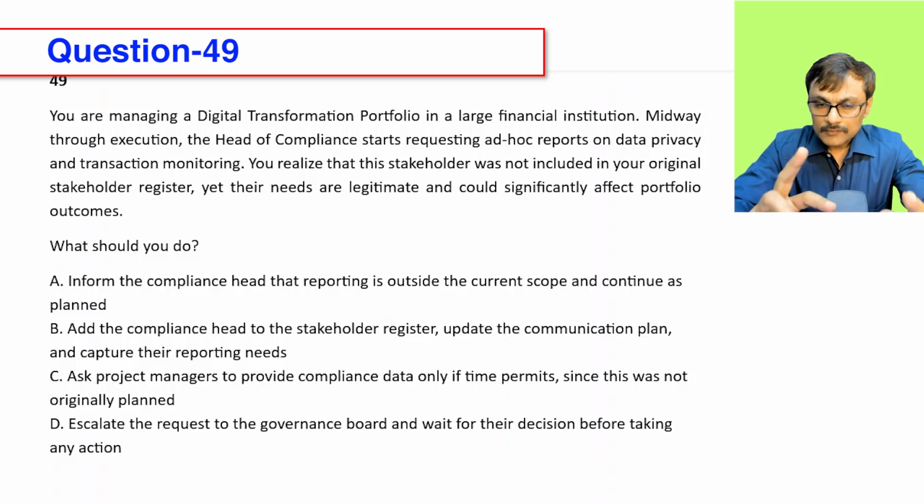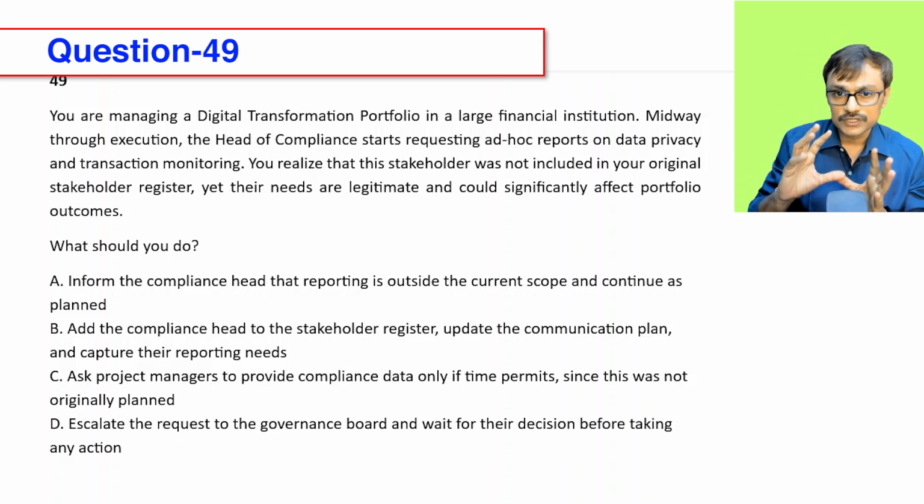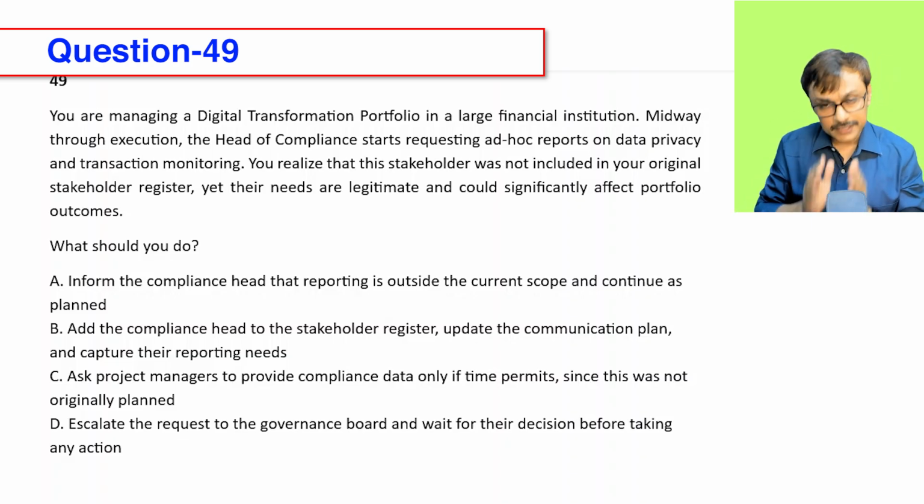Now, I need to go with a recommendation. I can't just escalate. This person is asking for some information. What should I do? The question has already indicated that you have done a little bit of assessment and you understand this person is a legitimate stakeholder. He is not someone bothering you.